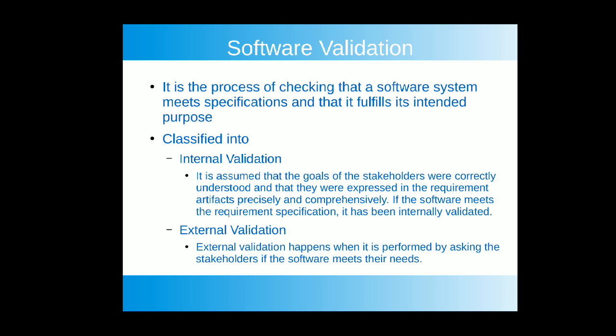This software validation can be classified into two types. First one is internal validation and another one is external validation. In internal validation, we are assuming that the design documents meet the customer needs and requirements, or the design documents fulfill all the customer needs and requirements. And here we will check the developed programs against the design documents. And in external validation, we will ask the customer whether the developed program fulfills his needs and requirements.